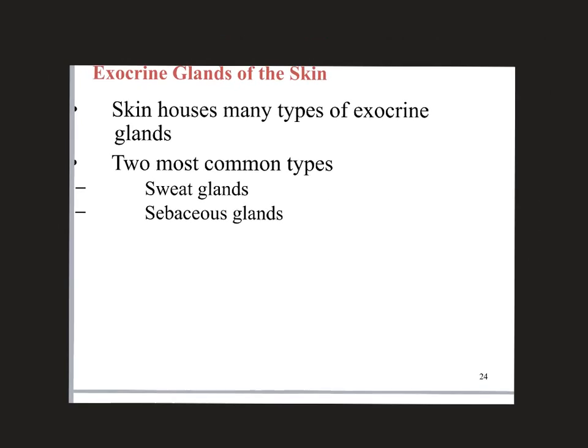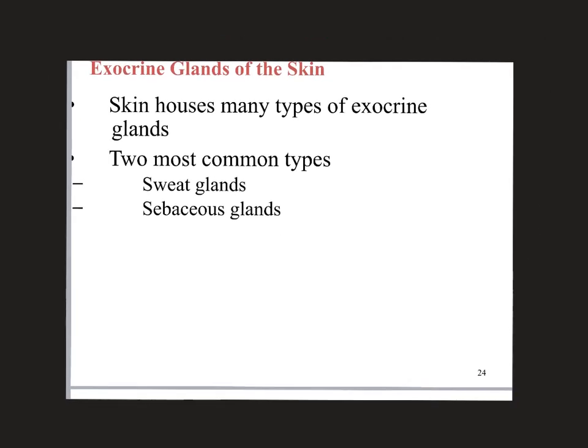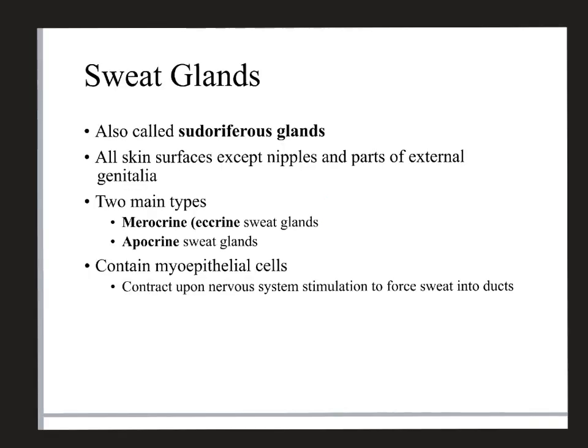All right, so let's talk about exocrine glands. The two most common types are sweat glands, which produce sweat, and sebaceous glands, which produce sebum. Sweat glands are also called sudoriferous glands, and you have two main types of sweat glands. You have eccrine or merocrine sweat glands, which are found everywhere on the skin.